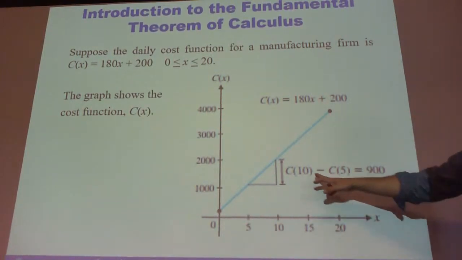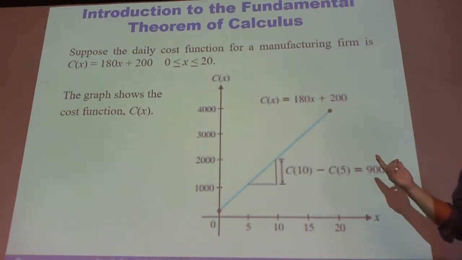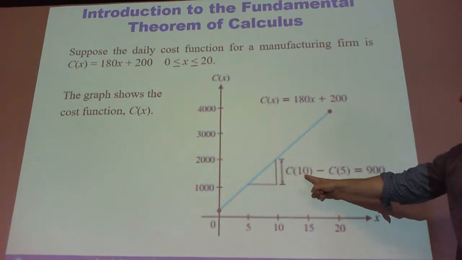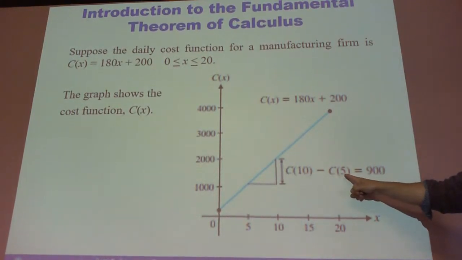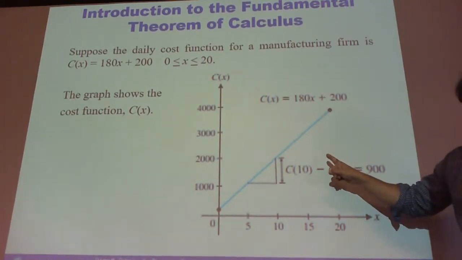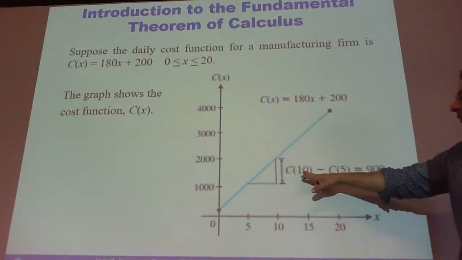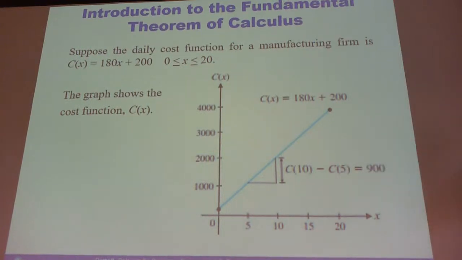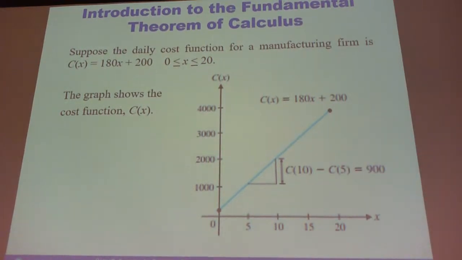But let's say I only want 5 to 10. So how would I find what happens from 5 to 10? Oh, I'd plug in 10, I'd plug in 5, and I would subtract them. So this is what we're going to do today. Find out 10, find out 5, and subtract them. And that would give me the cost in between those two numbers.